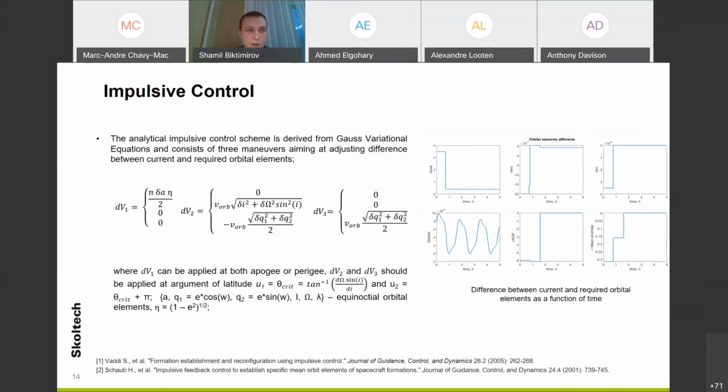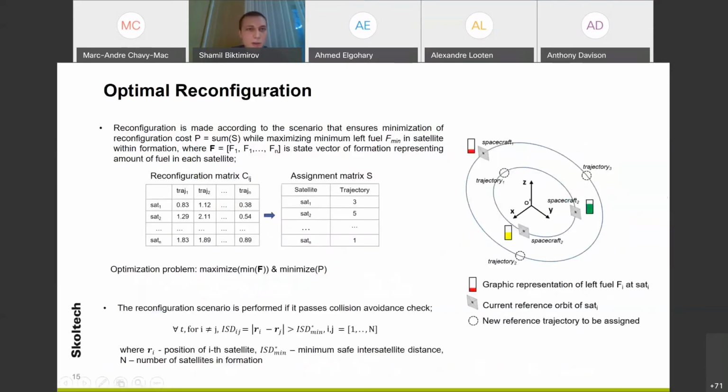We do it by correcting the orbit with the aid of impulsive maneuvers. These are 3 consecutive maneuvers that aim at correcting the difference in orbital elements. For example, you can see here the performance of these maneuvers. So we had some deltas in each orbital element, and we corrected them to be as small as possible with the aid of impulsive maneuvers. Then we also thought about optimal reconfiguration to prolong the lifetime of the formation.